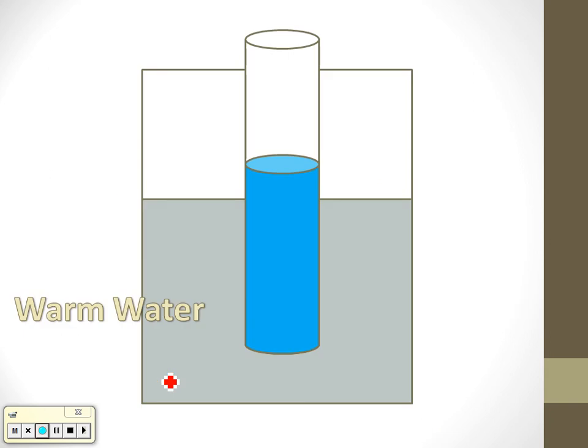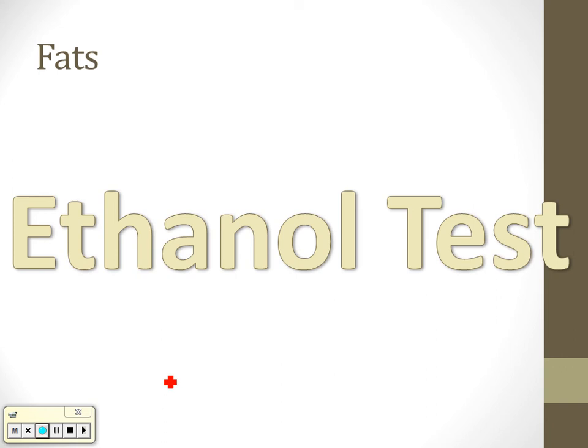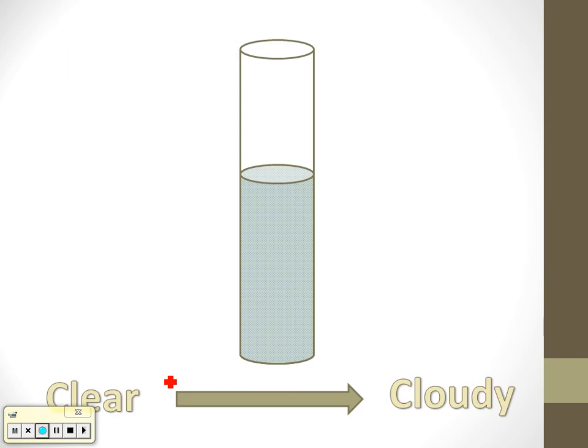Mix some sugar and some water, put some Benedict solution in, and put it in a warm water bath. It slowly turns green, and then it turns orange. If it turns orange, there's a lot of sugar. If I only put a little bit of sugar, it will just stay green. And for fats, there are 2 tests. The scientific one is the ethanol test. If you mix fat with ethanol, it goes from clear to cloudy.